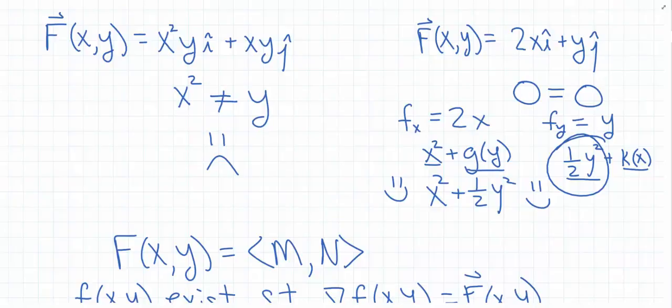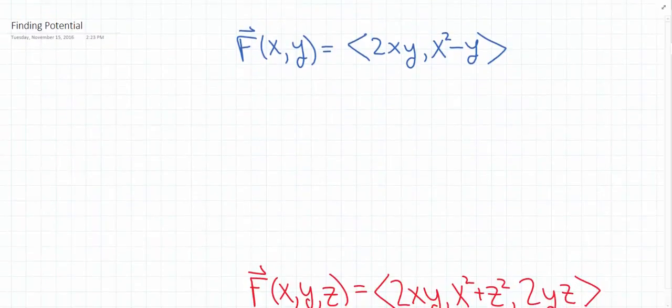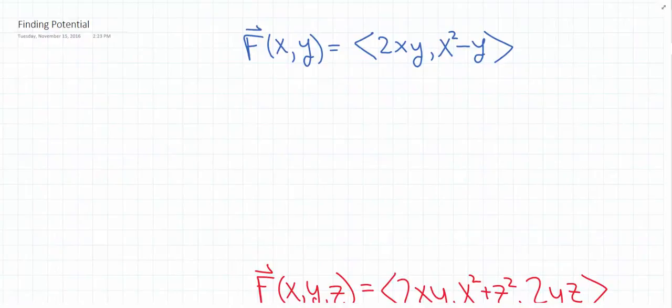Okay, so we found this potential function. This other one did not have a potential function. Now let's look back up here at this one, just to be sure we understand what's going on. If I'm told to find the potential function, I need to know if it's conservative or not. So I take the derivative of the first one with respect to y, and I get 2x. The derivative of the other one with respect to x, I also get 2x. So yes, it's conservative. I can go ahead and try to find my potential function.